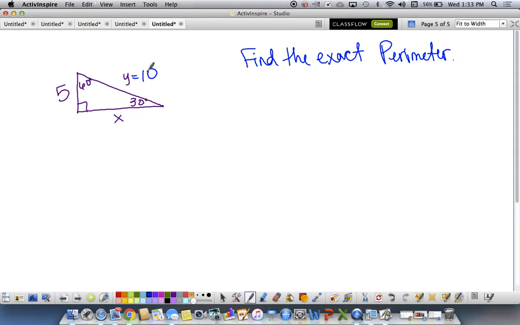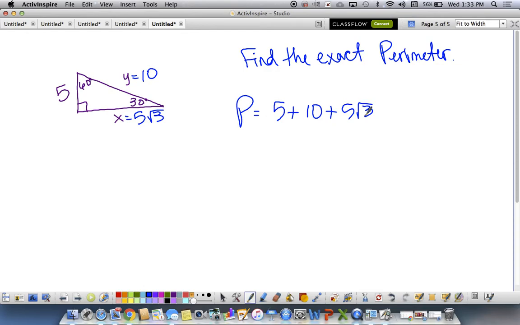What is the value of y? 10. Lucas, what did you get for x? 5√3. That is an exact value. How do you find the perimeter? You have to add everything together. How do we add 5 plus 10 plus 5√3?